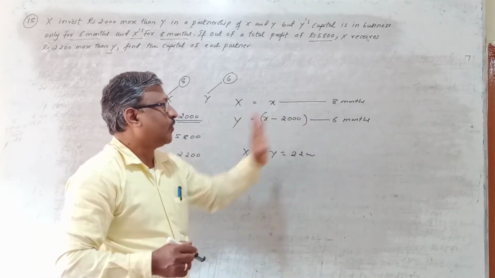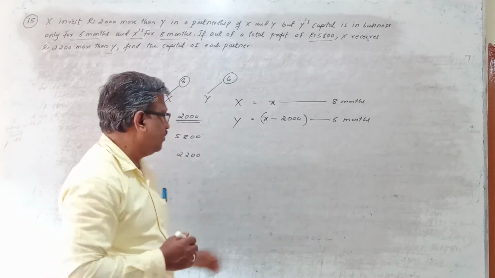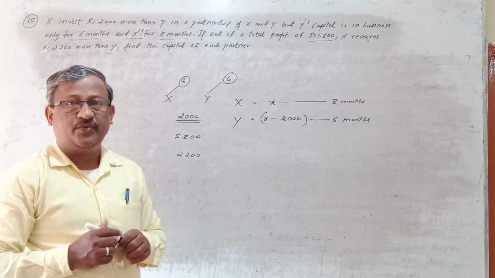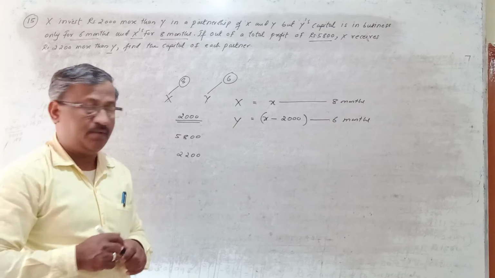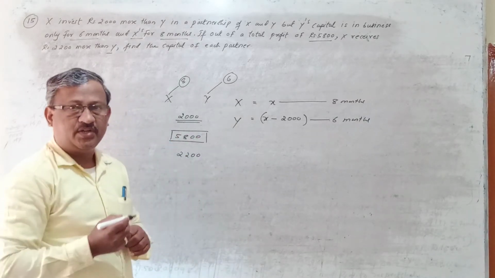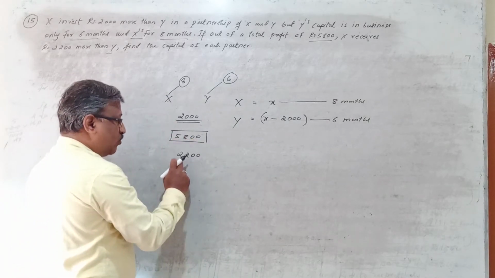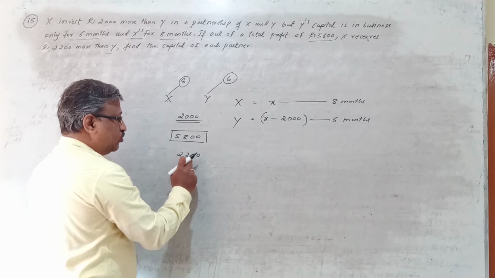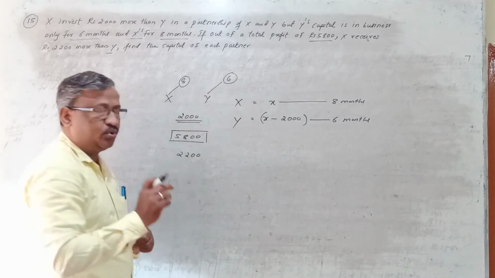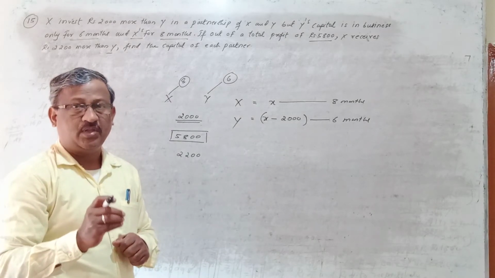Capitals are given, and the time is also given. Only here the change is we have to find out the share of profit. What is the share of profit of X and Y? That we can calculate very easily, because we know the profit. Profit is how much? It is 5,800 rupees. And out of 5,800 rupees, we also know what? X has received 2,200 more than Y. Means out of this total profit, X has got 2,200 rupees profit more than Y.